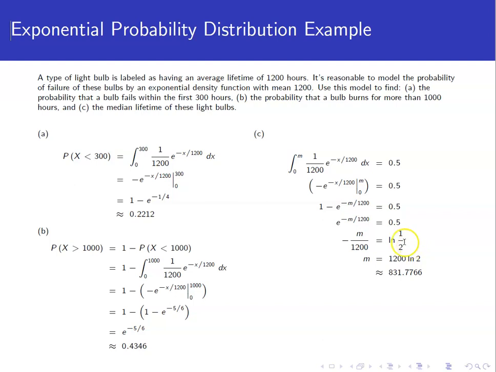Take the natural log of both sides. Multiply both sides by negative 1,200 and move that negative up as an exponent. So I can rewrite that as natural log of 2 rather than negative natural log of 1/2. Simplify that number and we get 831.7766.